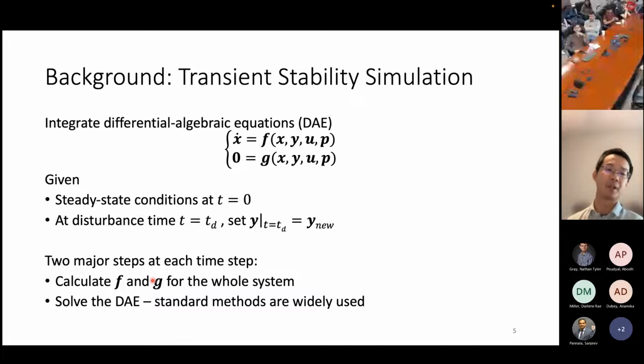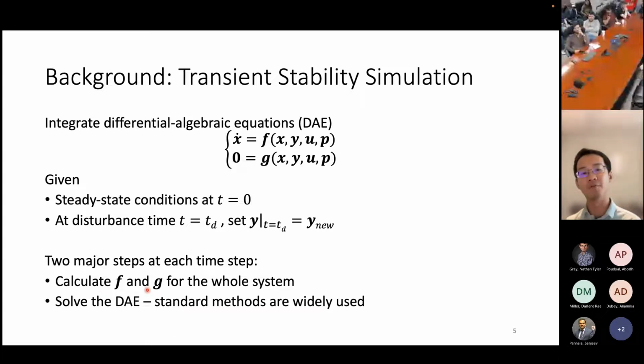There are two major steps at each time step. That is to calculate the residuals for the f and the g equation for the whole system, and then solve this DAE. The second part can be implemented by standard solution methods, such as trapezoidal methods or Adams-Bashforth methods that have been discussed widely in textbooks.